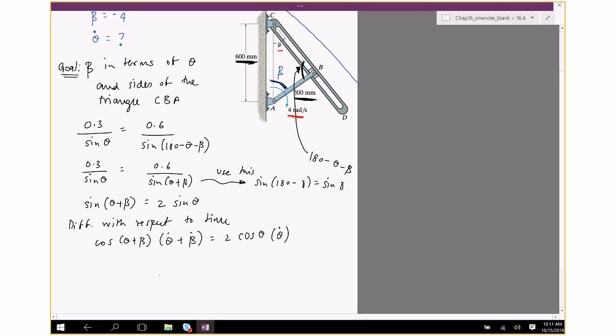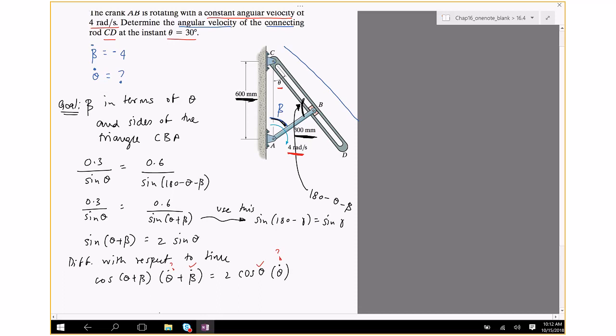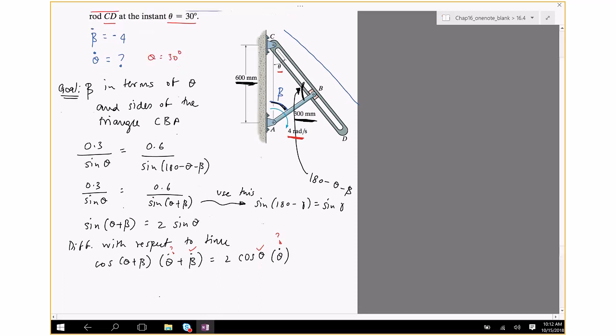Okay, so in this expression, I know theta, I do not know theta dot. Is that right? Yeah. I know beta dot. I know theta, it's given as 30 degrees. So theta is 30 degrees. And I do not know what beta is.